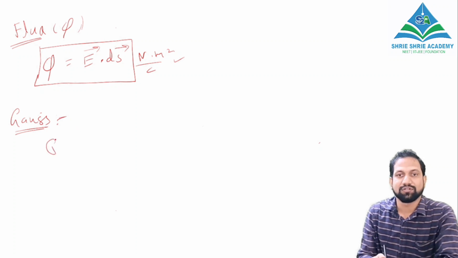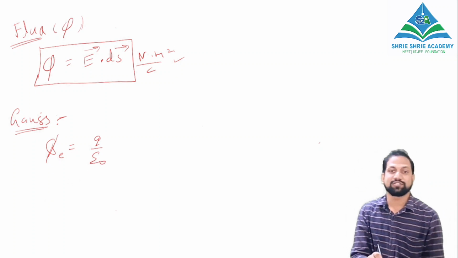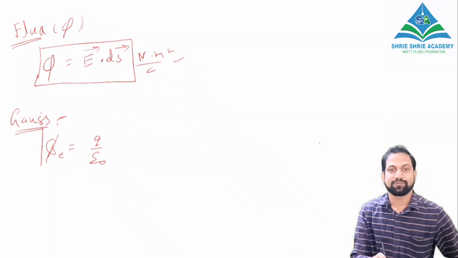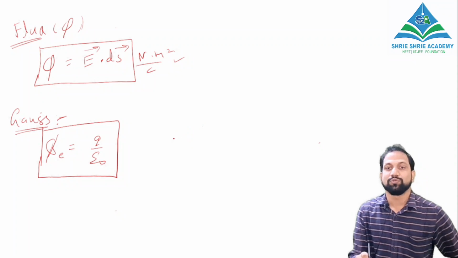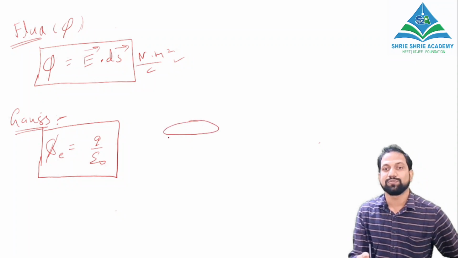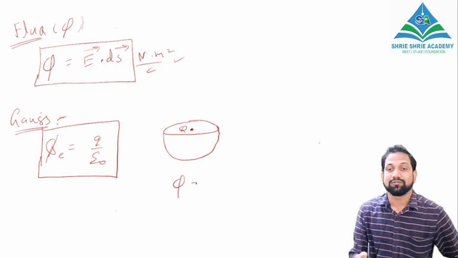According to this, the flux associated with any closed surface is equal to Q by epsilon naught, the net charge enclosed by the surface divided by epsilon naught. This is Gauss law. It's very simple. Suppose there is a hemispherical bowl and here a charge capital Q is placed. Then how much flux is there through this hemisphere?